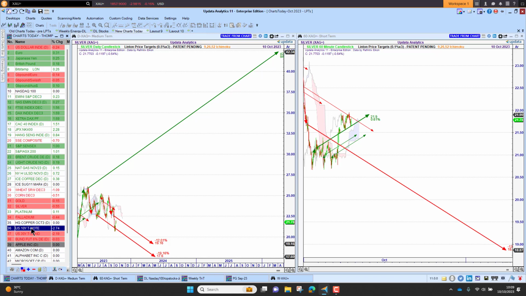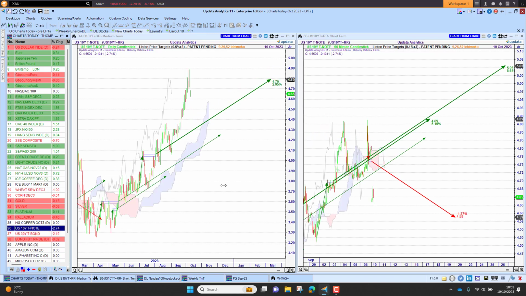Looking at US 10-year yields, they've come off quite substantially, down 2.7% today. The targets were given and met well ahead of the target. We do still have these upside targets to 4.89 and 5.05, but we do have just a counter trend move, a bit like a double top that's going on here, so that's quite interesting as well.